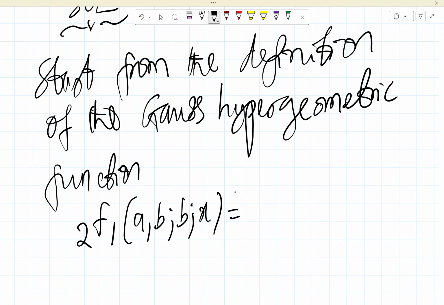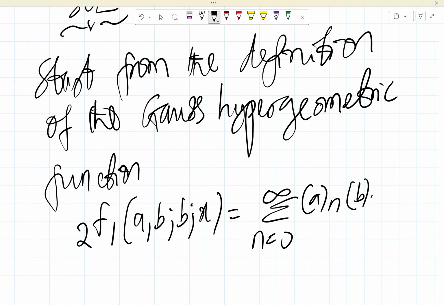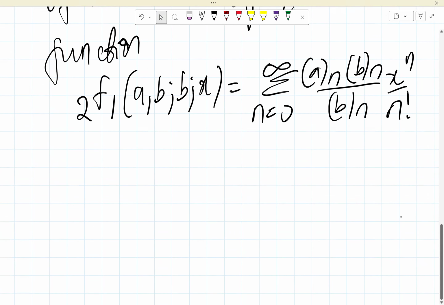This can be defined as a summation from n equals 0 to infinity of Pochhammer (a)_n, Pochhammer (b)_n, all over Pochhammer (b)_n, because now b and c are equal, and then we have x raised to power n all over n factorial. So we have that in place.